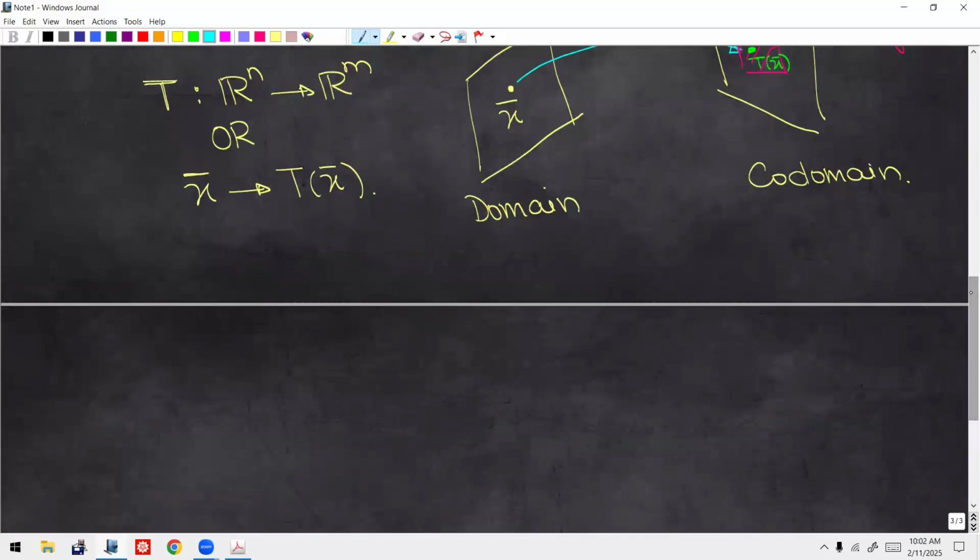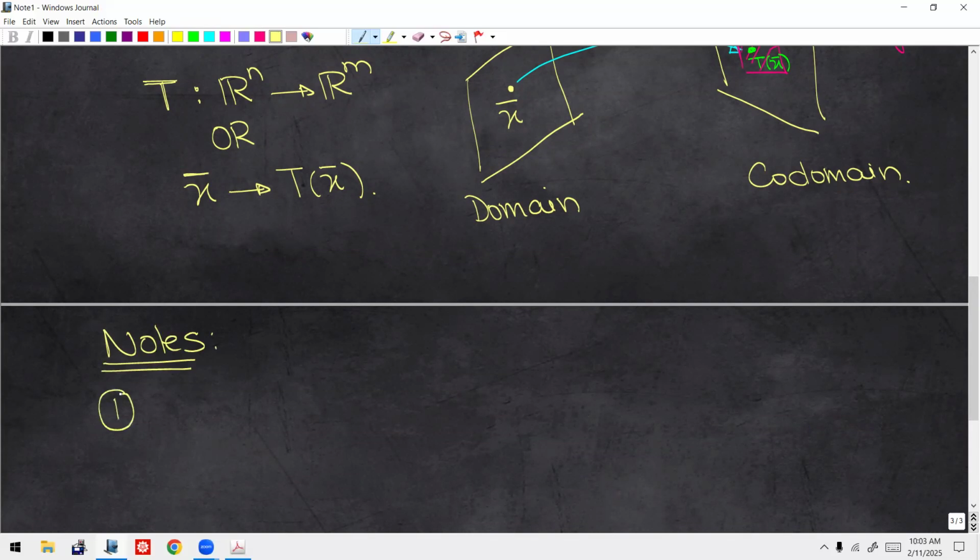So this is very similar to what we had with functions, except we just had real numbers, but now we have vectors, okay? So let me put a couple notes down. One, T of x is called the image of x under T. Okay, so we call T of x the image of x under T, okay? Or you can say T is transforming x into T of x, okay?